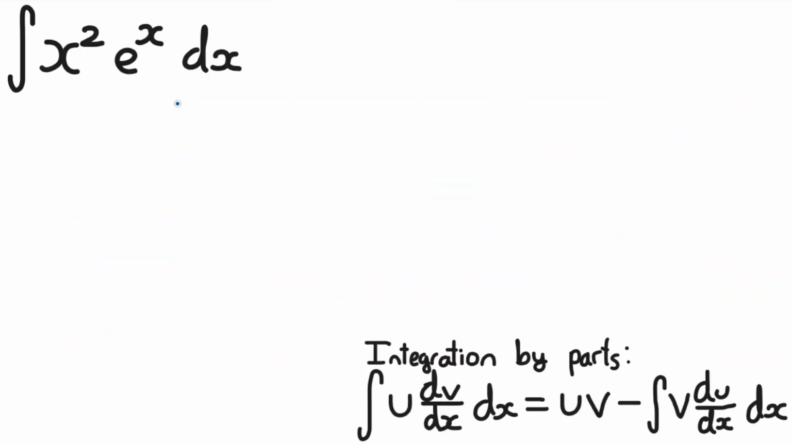Okay, so here's another example where we need to integrate x squared multiplied by e to the power of x, and this is a really interesting example. So we're going to use integration by parts because we have these two functions that are multiplied together, but which one are we going to call u and which one are we going to call dv over dx?